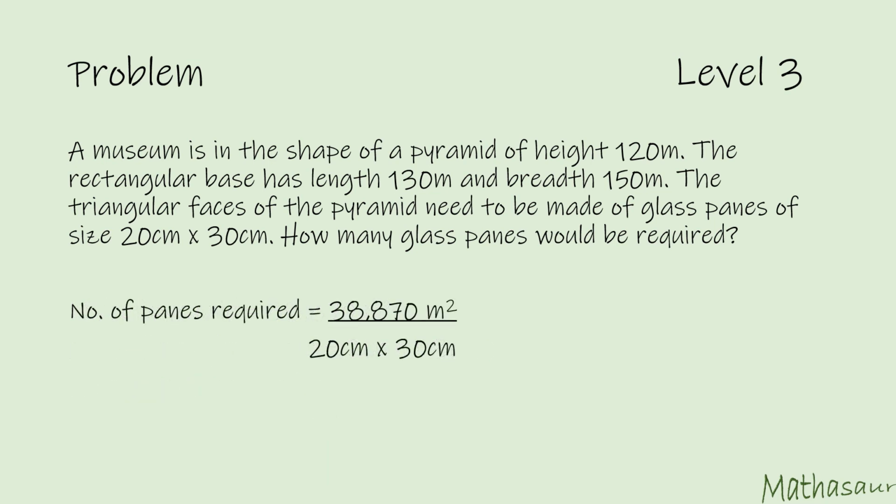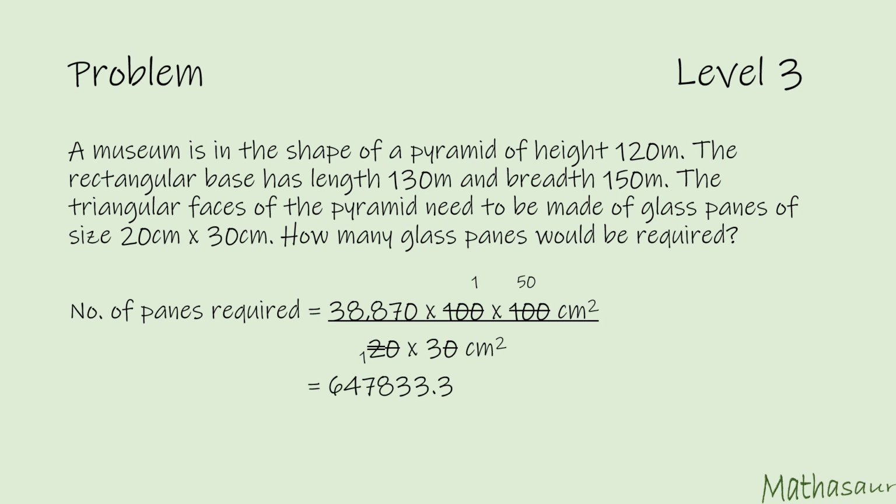Okay, now my numerator is in square meters, whereas my denominator is in square centimeters. Let us convert the meter square into centimeter square. Let us simplify and calculate. Now the answer is coming out in decimals. However, my number of panes has to be a whole number. So the number of panes required would be 1 more than the answer we found out.